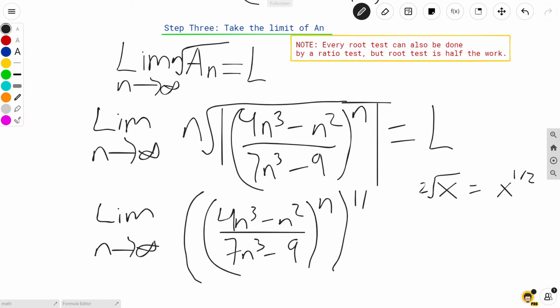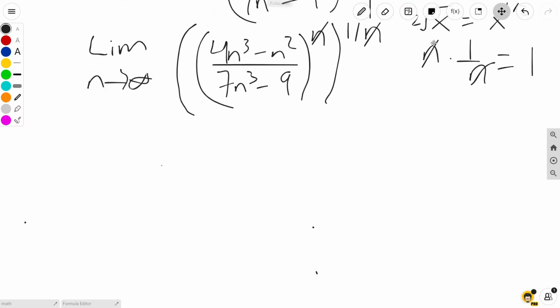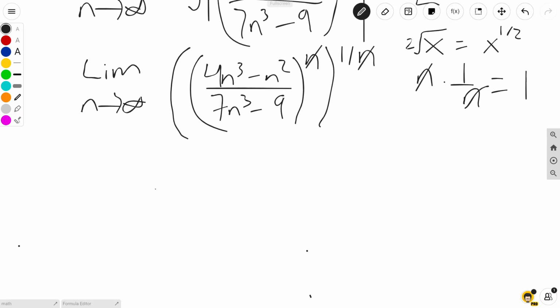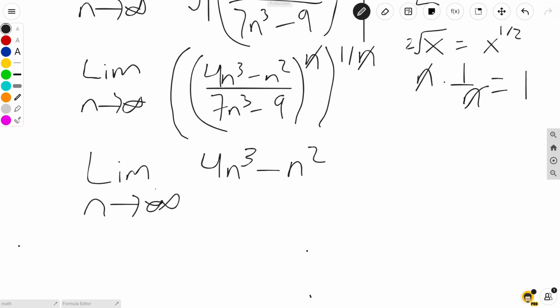So this is equal to 1 over n, and then n times 1 over n gives us 1. And that's the beauty of the root test, is that the n's will cancel out and you're left with literally just a function. So now we can simplify this even further and rewrite this as the limit as n approaches infinity of 4n cubed minus n squared divided by 7n cubed minus 9.